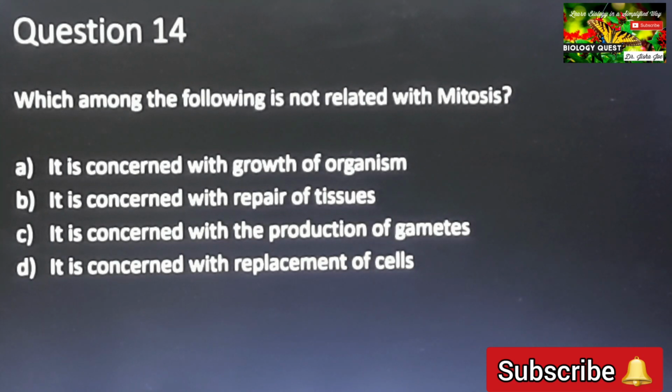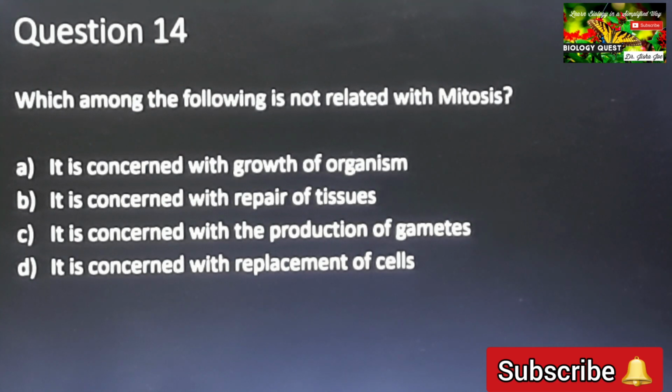So option C, it is concerned with the production of gametes. So mitosis is not concerned with the production of gametes. It is meiosis that is concerned with the production of gametes, because during gamete formation, the chromosome number gets reduced to half. Option D, it is concerned with the replacement of cells. That is true: when due to wear and tear the cells need to be replaced, the replacement of cells occurs due to mitotic division.